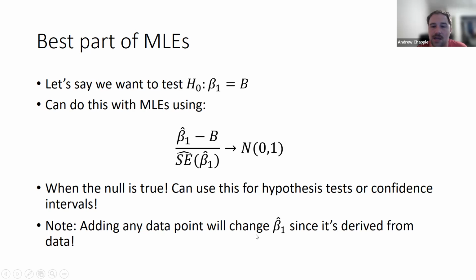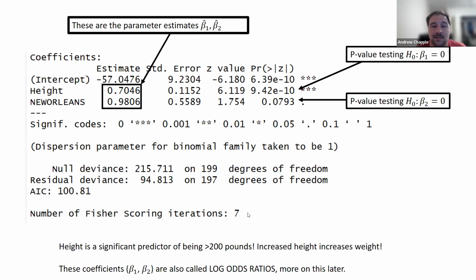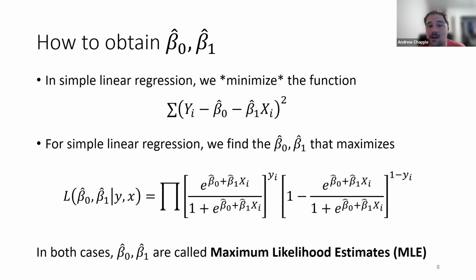Now I have a note here: anytime you get more data, your beta 1 hat is going to change because it's based on your data. Going back to the output here, I can get this Z value by simply dividing 0.7 by 0.11. It comes out to be about this, and then we compare that to a normal distribution. It's one of the very nice things that come out of what are called generalized linear models. And these are MLEs, maximum likelihood estimates.